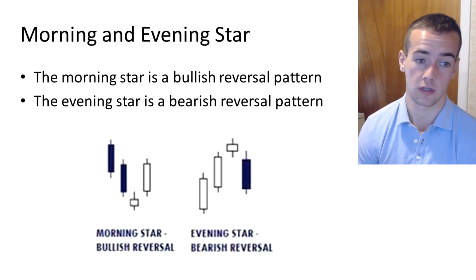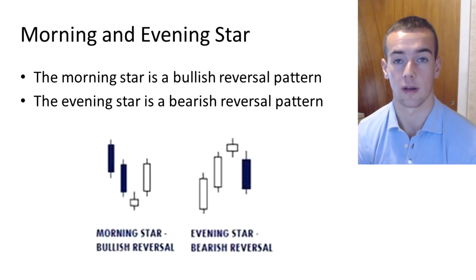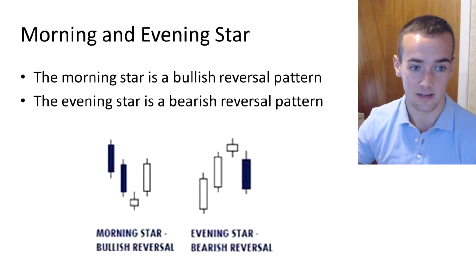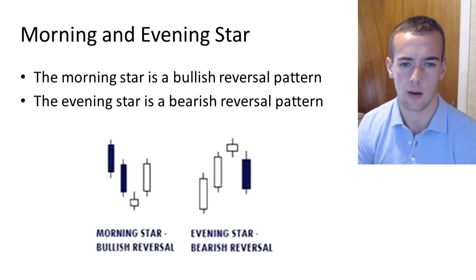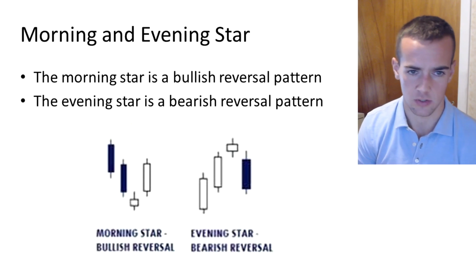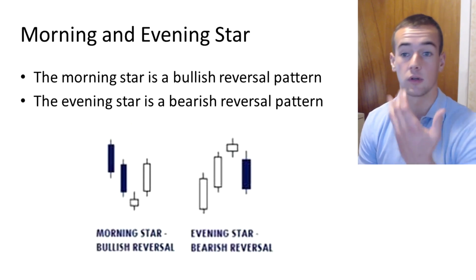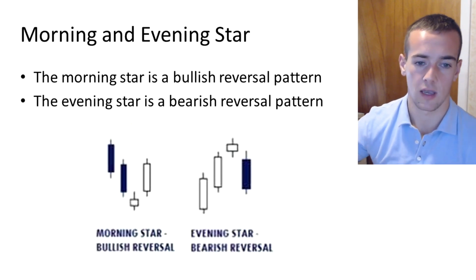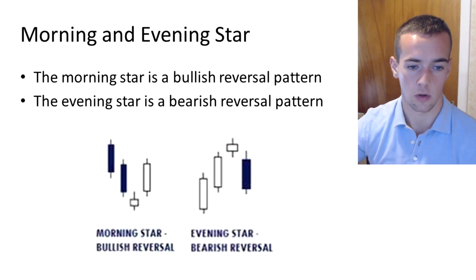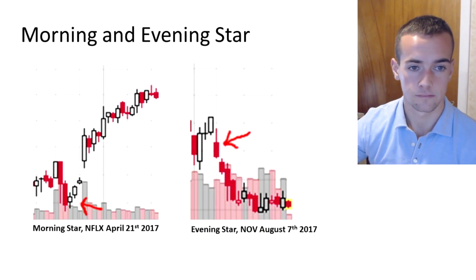I always think of morning as, we're going into daylight, we're going into good times, and then the evening star is more like it's going into the dark. So that's usually how I remember this as far as bullish versus bearish. One of them is a good thing where we're going into a new day, and the other one, we're going into the dark at that point. So let's go ahead and look at an example of both of these, the morning star and the evening star.